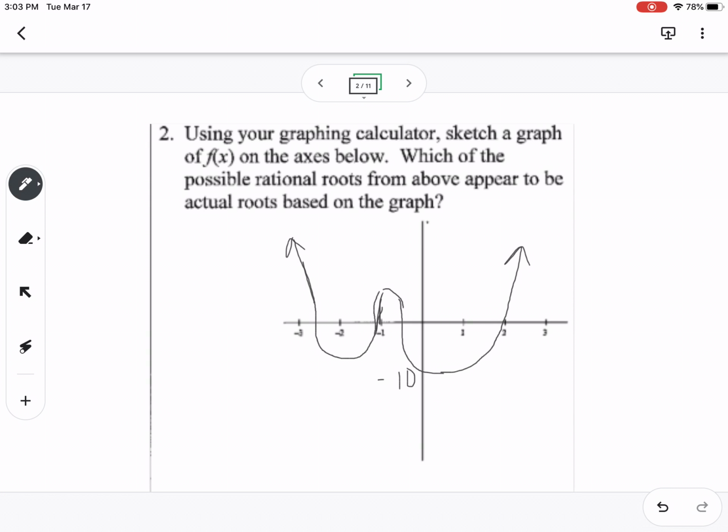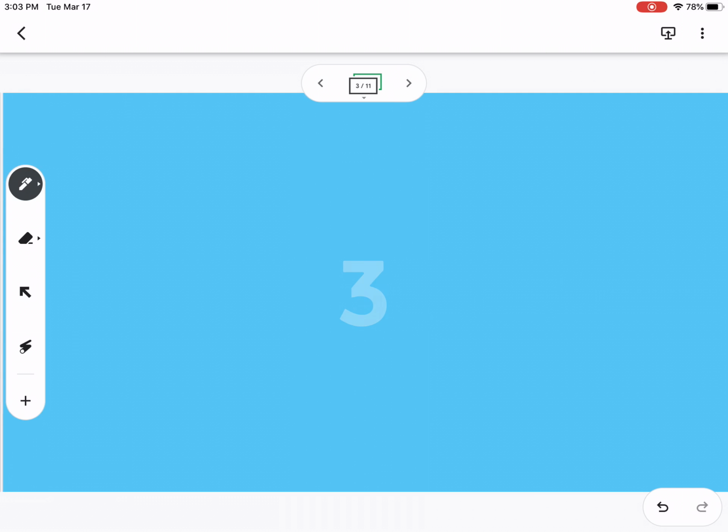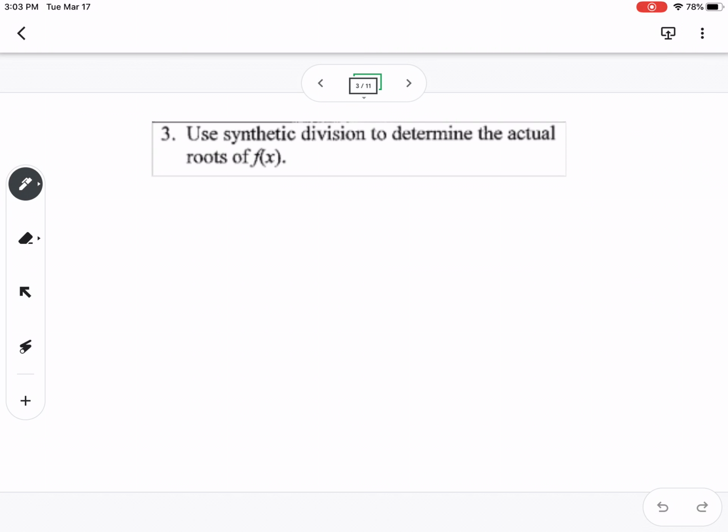So now we're going to go to number 3, and we're going to use synthetic division to determine the actual roots. So we know, let's start with the positive one. So we'll use 2, and our coefficients are 6, 11, -24, -39, and -10. Bring that down.